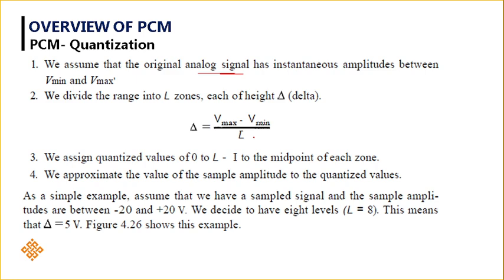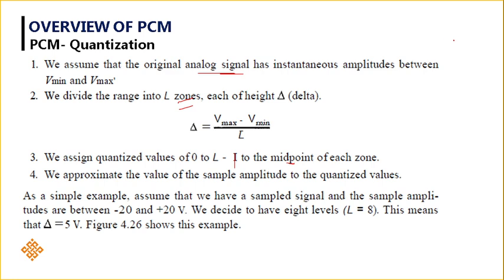divided by L. The third step is that we assign quantized values of 0 to L minus 1 to the midpoints of each zone. Don't worry, I will show in the next slide how to assign these quantized values from 0 to L minus 1. You need to assign them to the midpoint of each zone. So here we have the zones. For every midpoint of that zone, we assign the quantized values ranging from 0 to L minus 1. Lastly, we approximate the sample value to the quantized value.